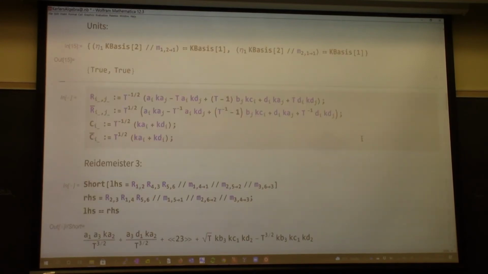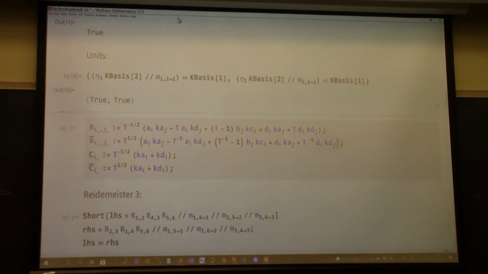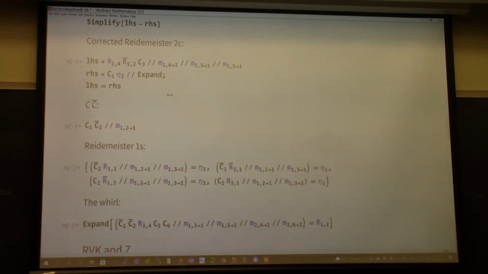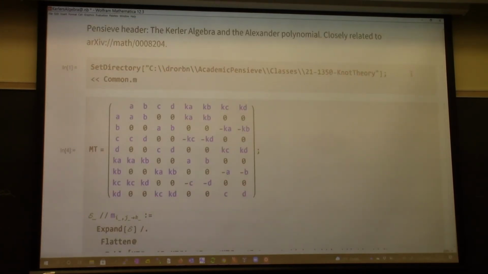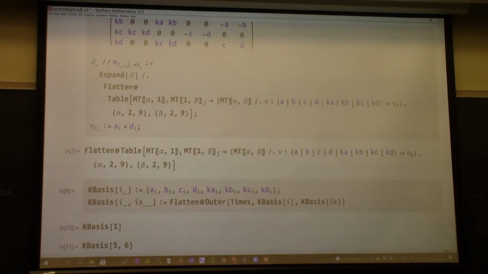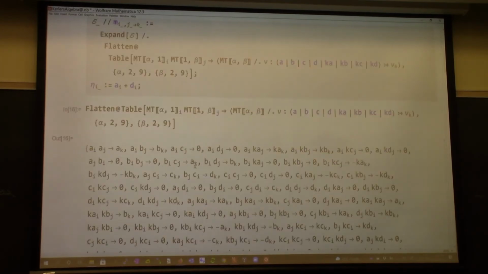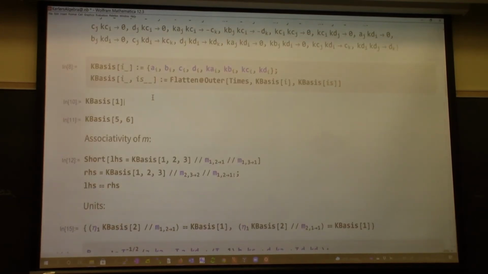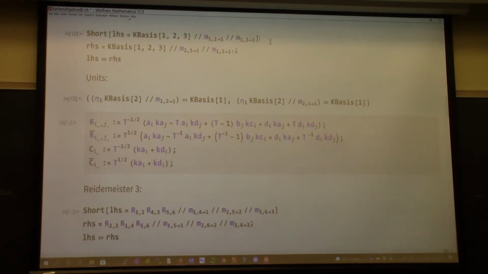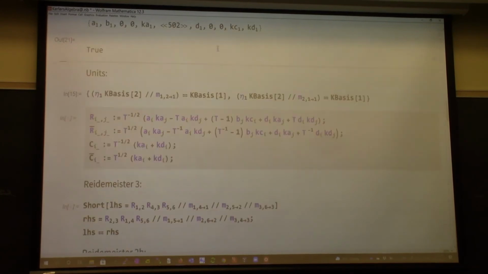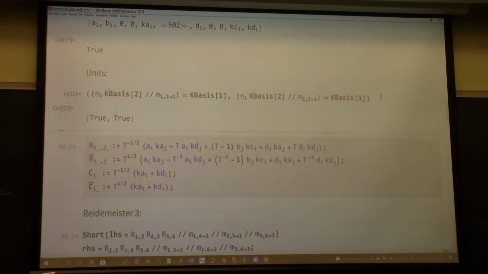Okay, it says true, but I thought, oh wait, I was going to hide all the output, but I forgot to do it. So now I'm hiding it back again. But now I've hidden also the stuff that I was supposed to show. So let me re-execute everything. Sorry about that. Okay. Well, but you see, it's not enough to have an algebra, right?